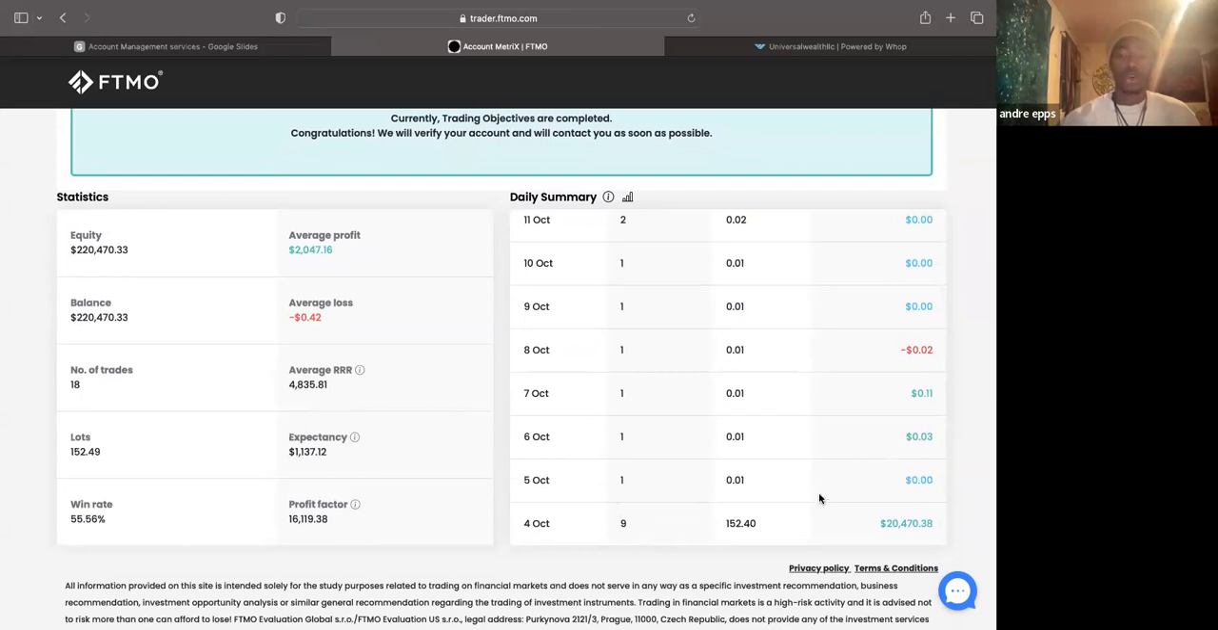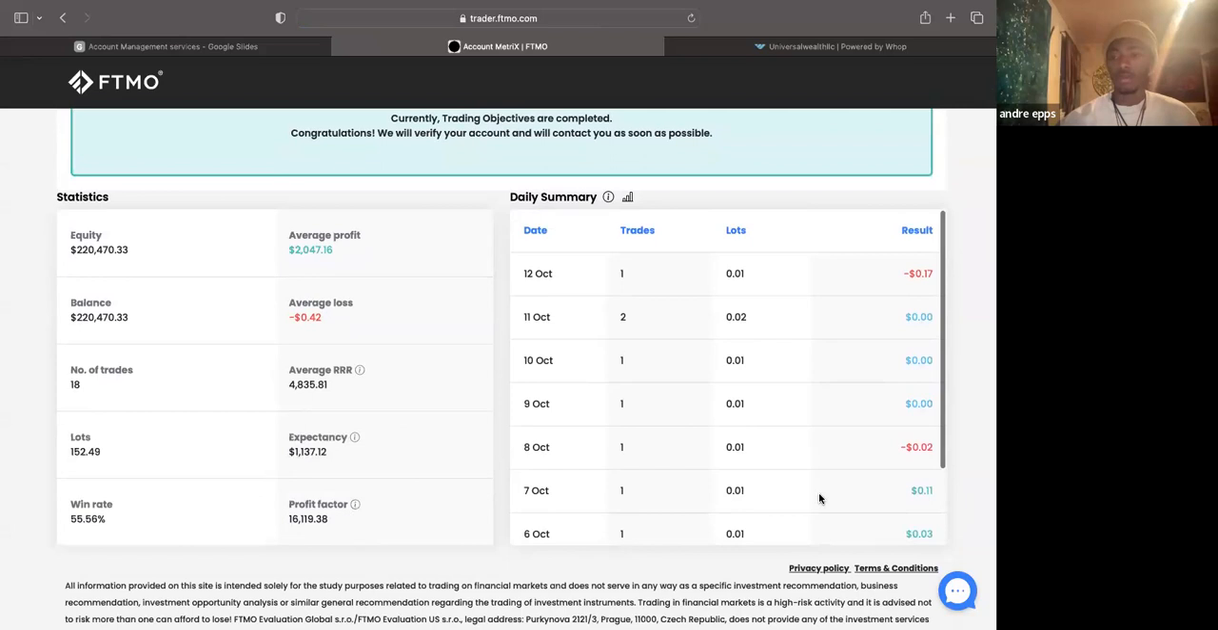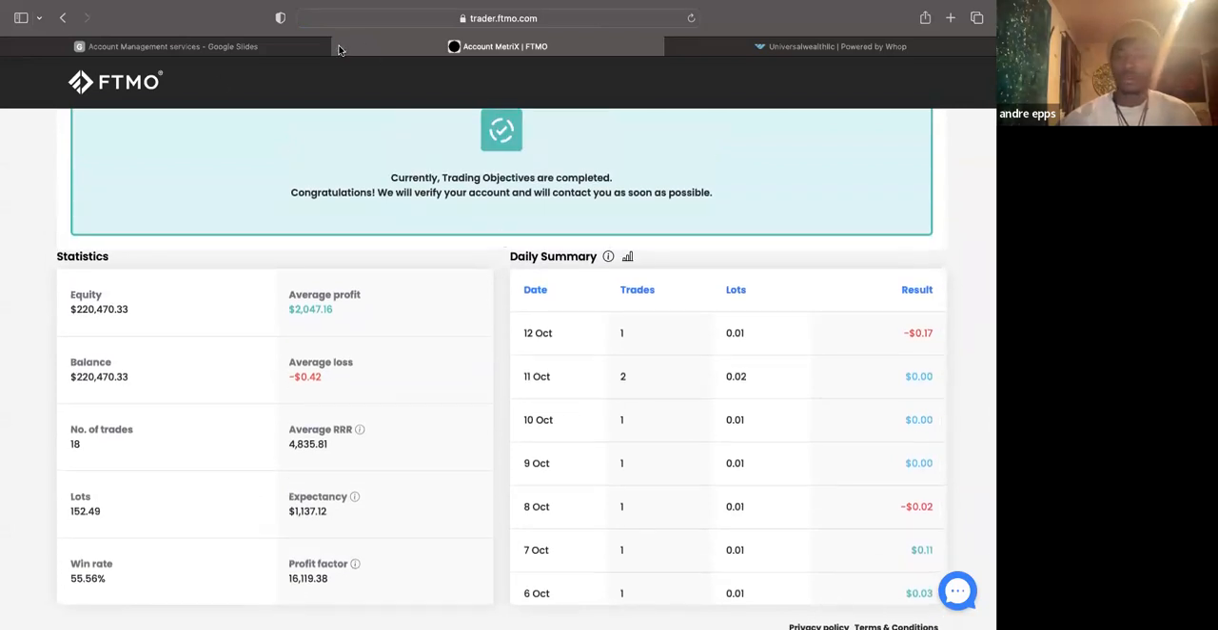The bot does trade gold. That's the only pair it trades. The other days they were using that just to make sure they have the minimum trading day requirements to pass the challenge.